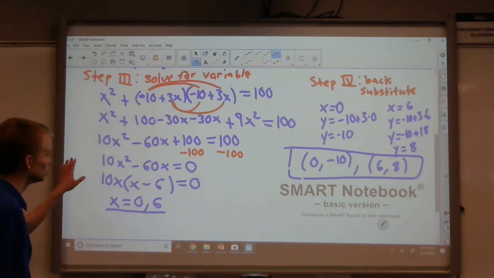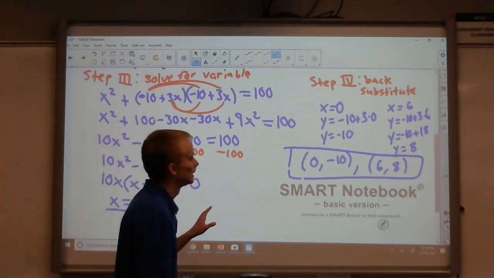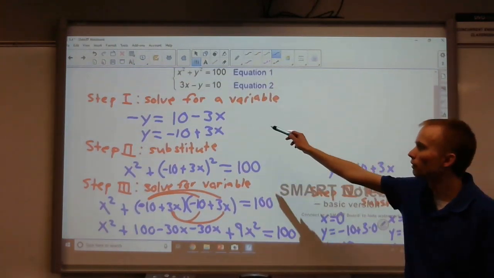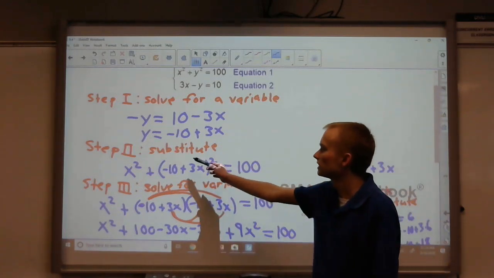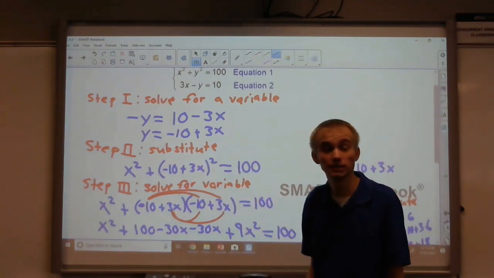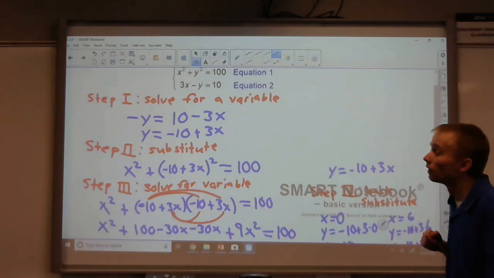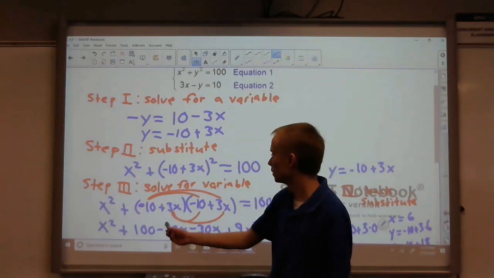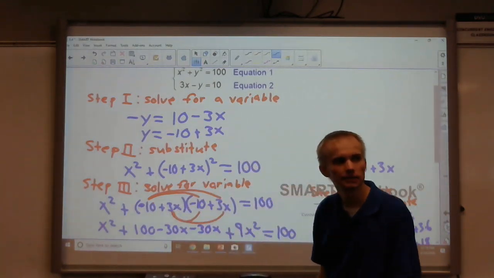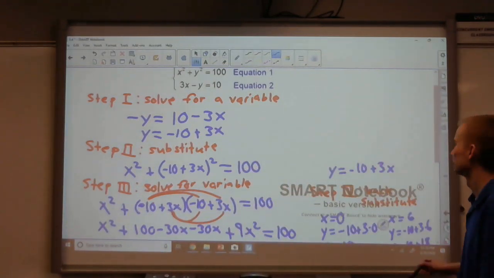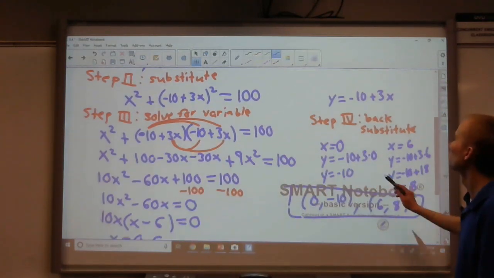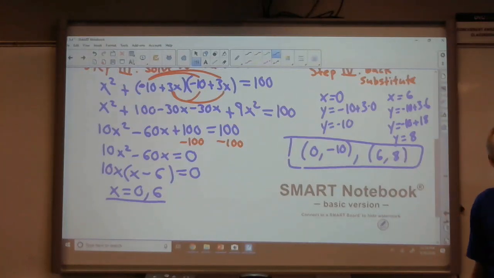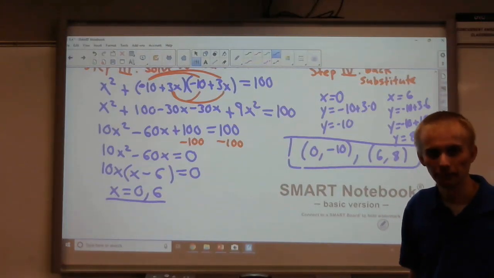So let's just review our steps again. For substitution, step 1, we solve for one of the variables. Step 2, we substitute it into the other equation. Step 3, we solve for the variable that we have, which will usually involve having to distribute something out. Then we back substitute in to get our final answer, what the other variable should be.